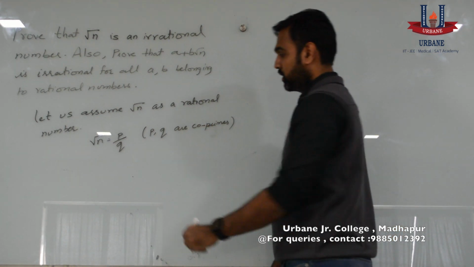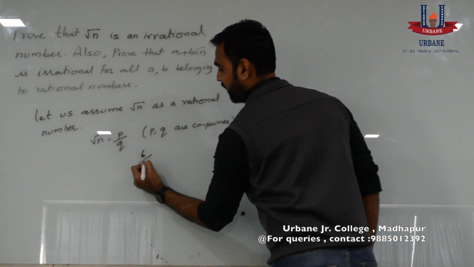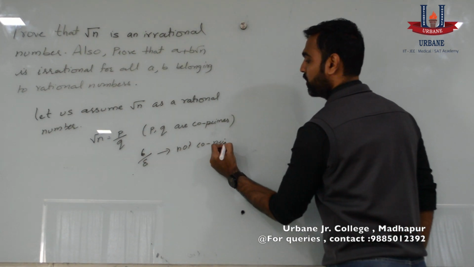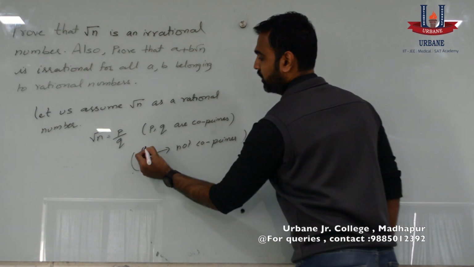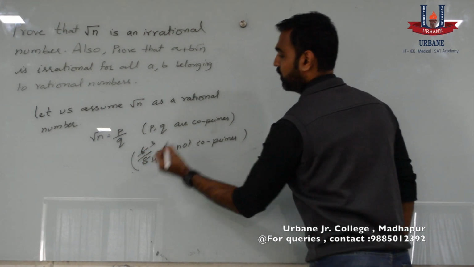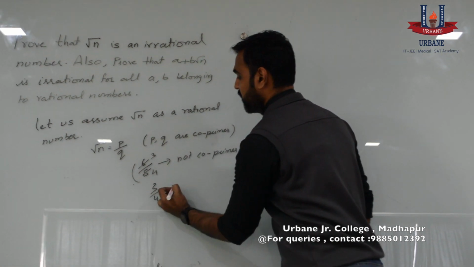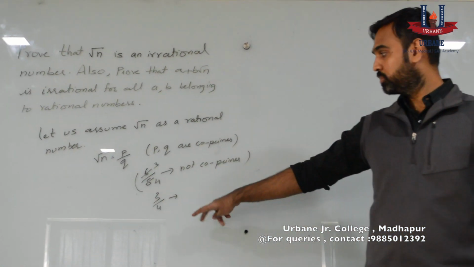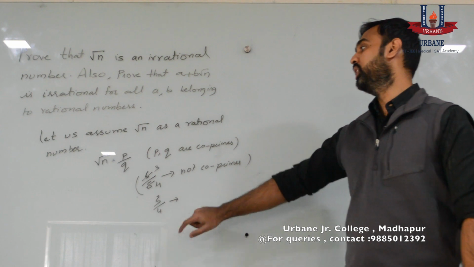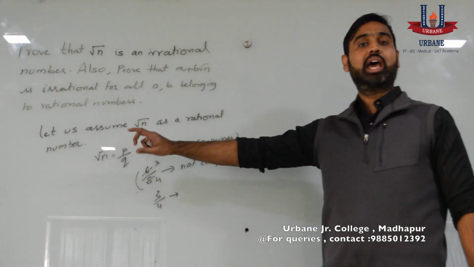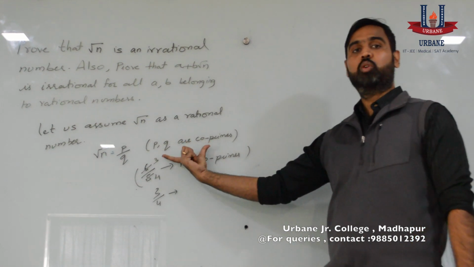What are co-primes? Let's consider 6 by 8. Is this a co-prime? No, not co-primes, because we have a common factor between 6 and 8. We can cancel it with 2. But 3 by 4, the values 3 and 4 are co-primes because you don't have a common factor between 3 and 4. So let's consider root n is equal to p by q, where p and q do not have any common factor, which means they are co-primes.